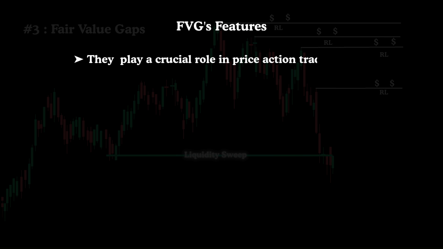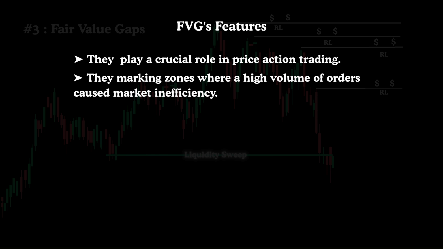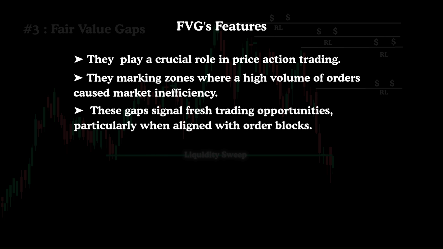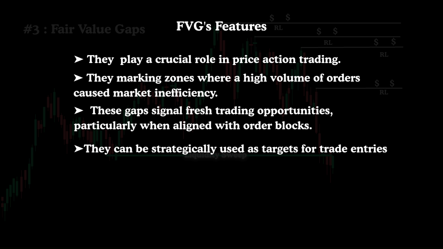Fair value gaps play a crucial role in price action trading, marking zones where a high volume of orders caused market inefficiency. These gaps signal fresh trading opportunities, particularly when aligned with order blocks. Since FVGs often attract price to return and fill the imbalance due to the presence of resting orders, they can be strategically used as targets for trade entries.